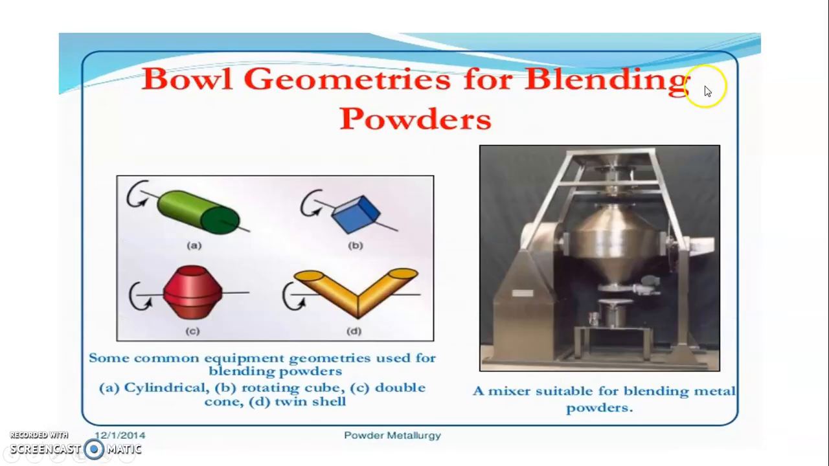Here you can see the blending components, a mixture suitable for blending metal powder. Various common geometries are used for blending the powders. This is the cylindrical shape, rotated to carry out the blending process. Here are the rotating cube, the double cone and the twin shell. These four geometries of equipment are used for blending of powders.